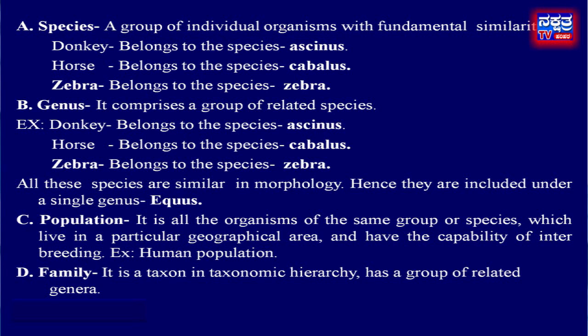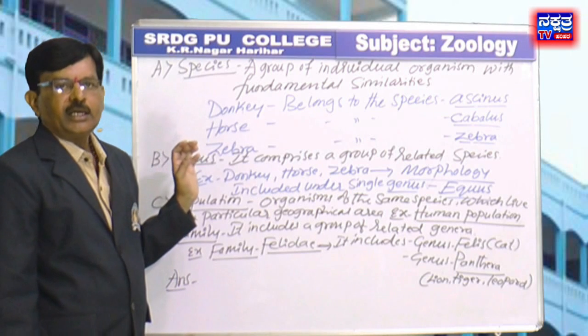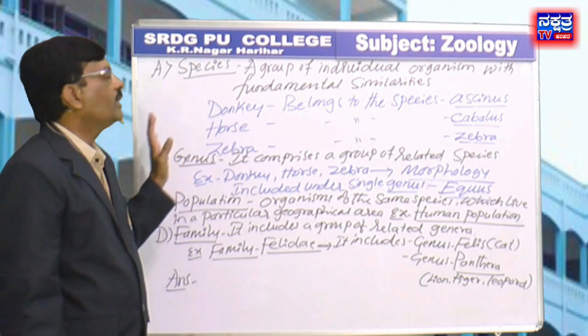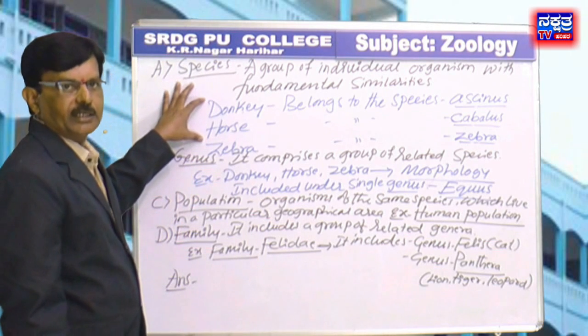Means the organisms or animals like donkey, horse, zebra. These are individual organisms or animals, but they belong to the species. Donkey belongs to the species Asinus, horse belongs to the species Caballus, zebra belongs to the species Zebra. Zebra itself is a species. These are classified based on their morphological characters, but they have individual characters.